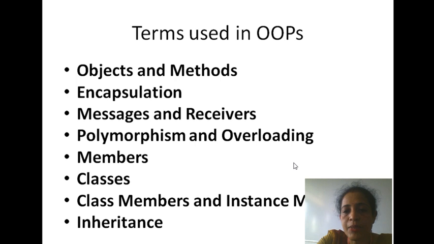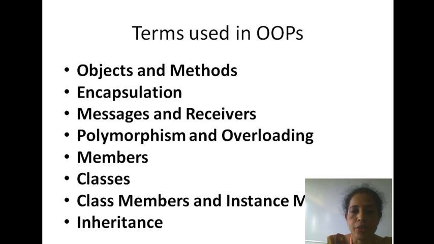Next is message passing. Message passing is a method in object-oriented programming that passes information from one portion of the program to another portion of the program. In that case, we get the message and the receiver.